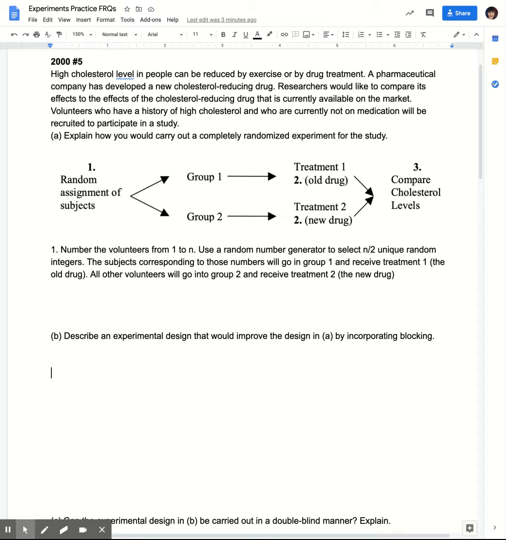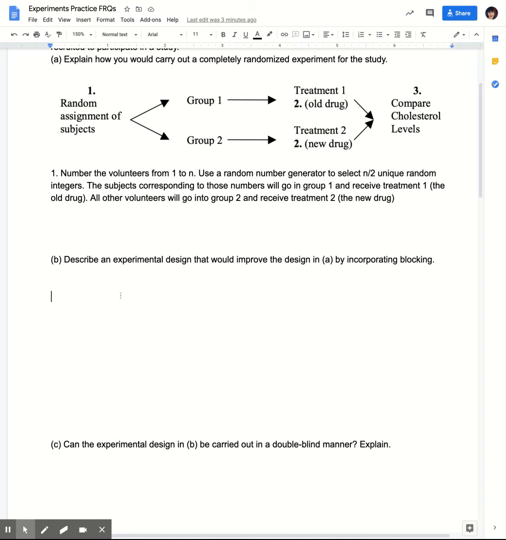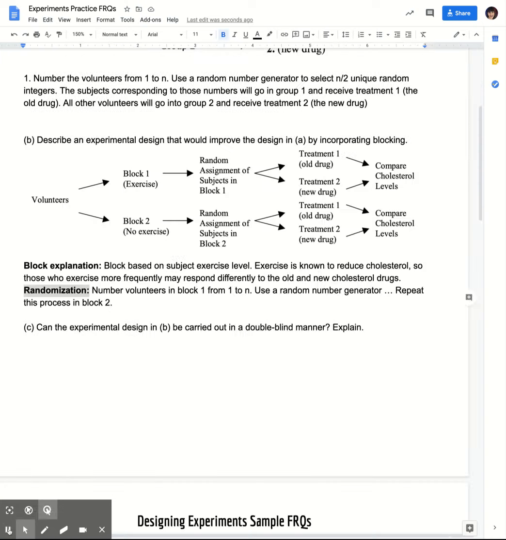Or you should block on amount of exercise because exercise was shown to reduce cholesterol levels. Right, that's a perfectly good explanation. So, like I said, I have another one of these drawings that I've already done. So I'm going to pause the video quickly and insert that drawing, and then I'll talk you through it. So I'll see you in just a second.